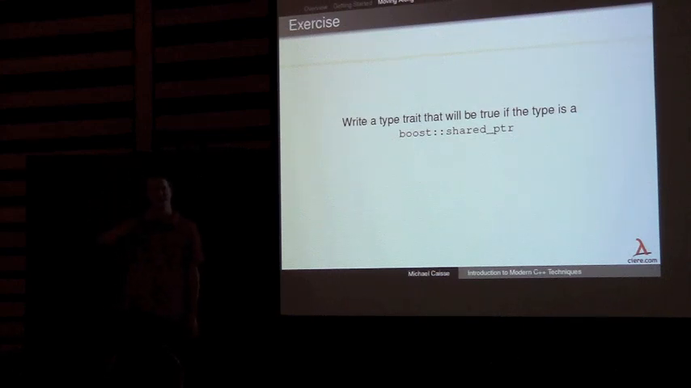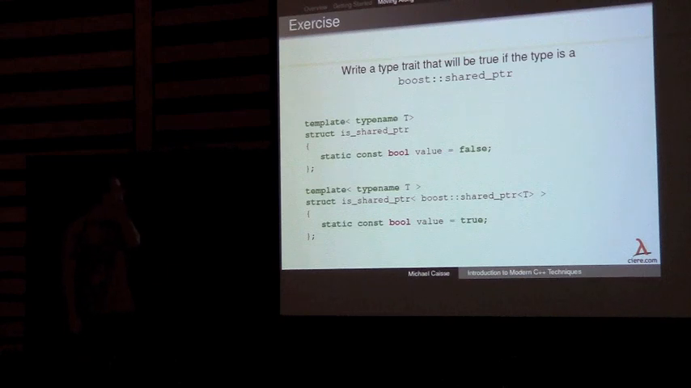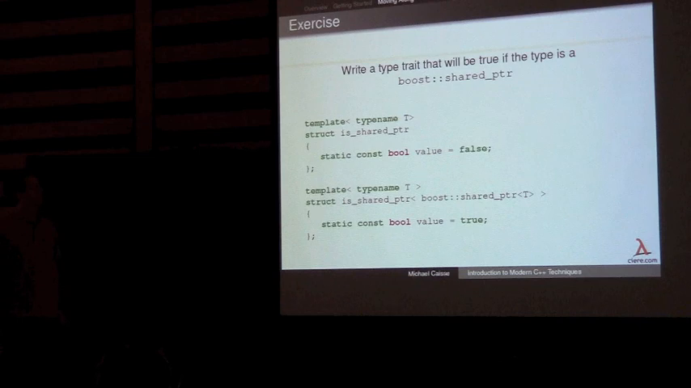Who wants to divulge your very secret code? I have a specialization, which also is a template which takes a T. And then struct use boost shared pointer, which templated takes a boost shared pointer of T, which returns a T, which is a specialization. One that just was T and was false. Sound good? Yeah, the rest, which is more generic, just takes a T and substitutes.